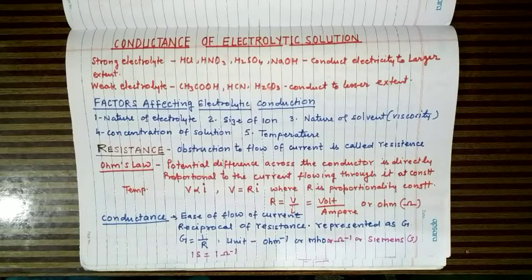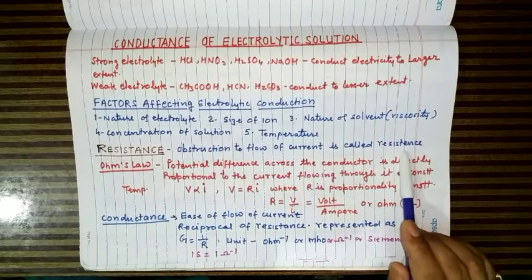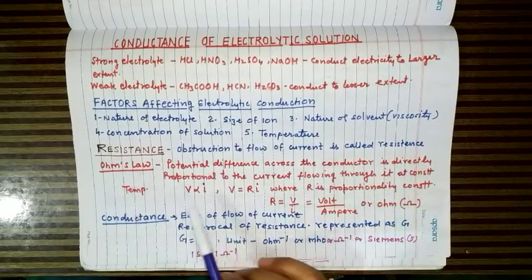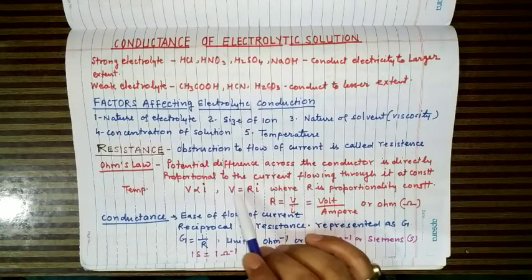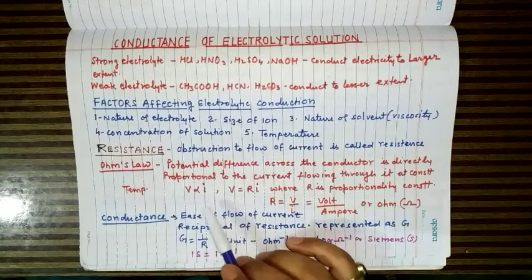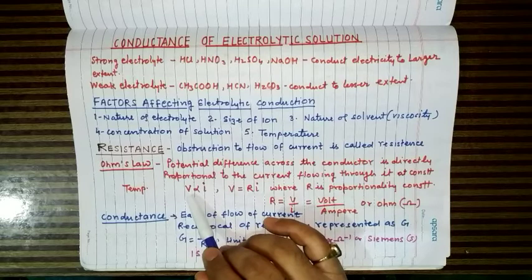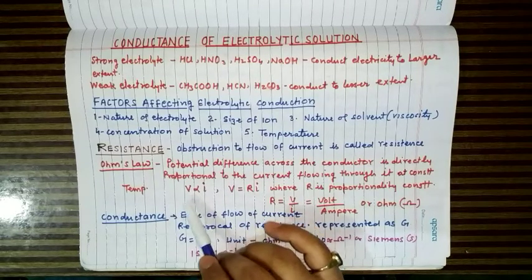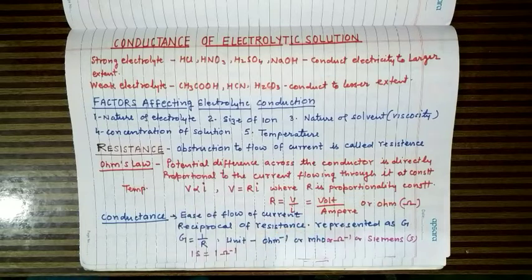Now we will take certain terms like resistance. Obstruction to the flow of current is called resistance. Now Ohm's law. Potential difference across the conductor is directly proportional to the current flowing through it at constant temperature. V is directly proportional to I. Sometimes V is represented as E, so potential difference is represented by E. So E is directly proportional to I.